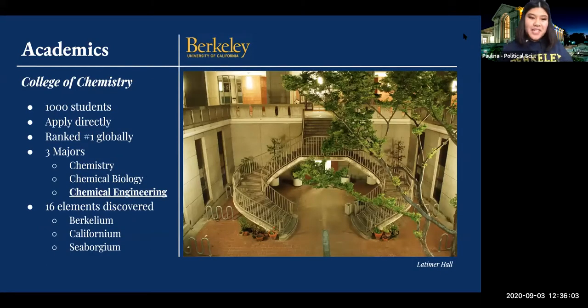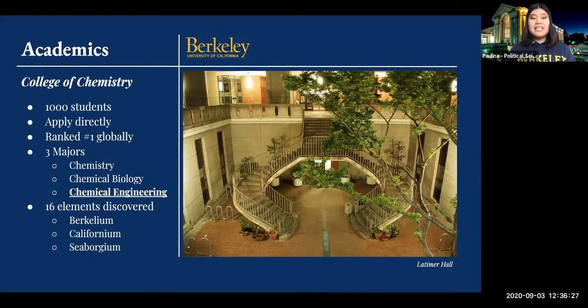So I'll be talking a little bit about the College of Chemistry. The College of Chemistry is actually the only college to have an engineering major that's outside the College of Engineering. So just a little bit about this college. It's pretty small. There's only about 1,000 students. And just like the College of Engineering, you would apply directly into the major you wanted to be in. It is ranked #1 globally.